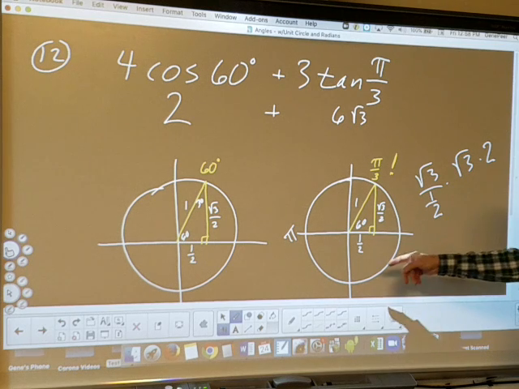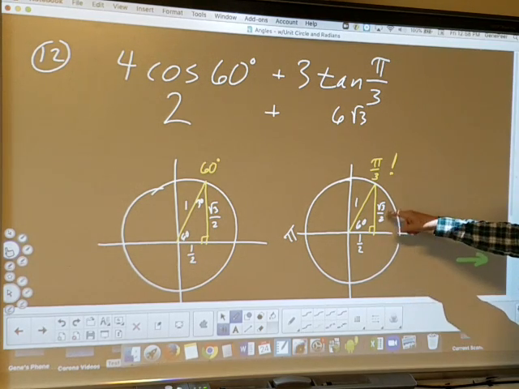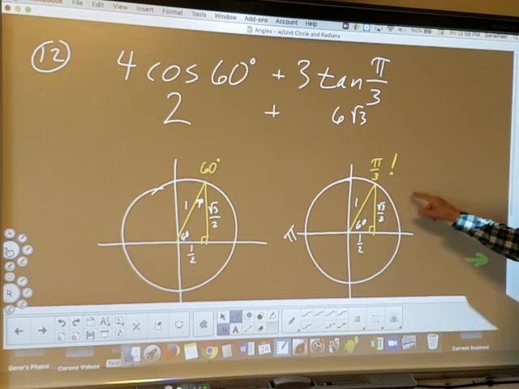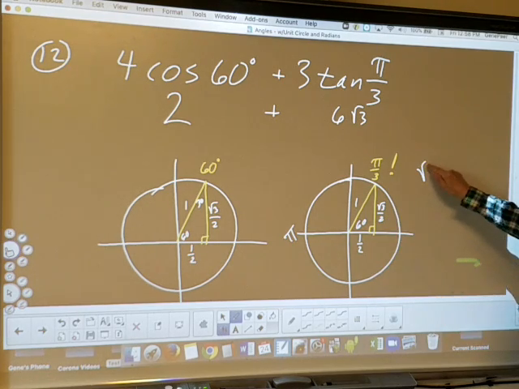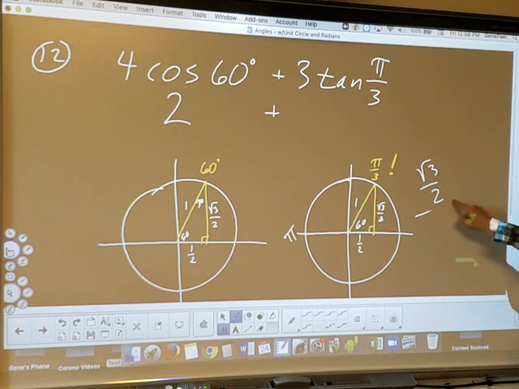I divided, oh yes, I very, very carelessly just wrote square root of 3 here. The opposite side is square root of 3 over 2. Scratch that. Square root of 3 over 2 divided by 1/2. Sorry about that. I'm sure somebody caught that before I did.